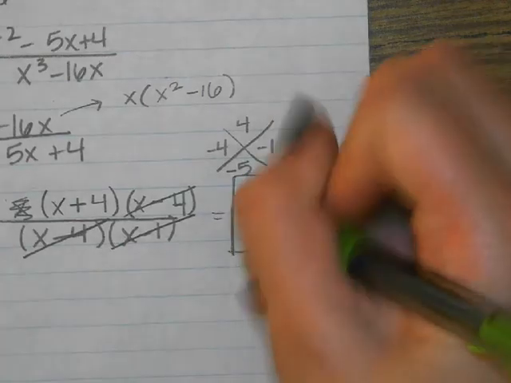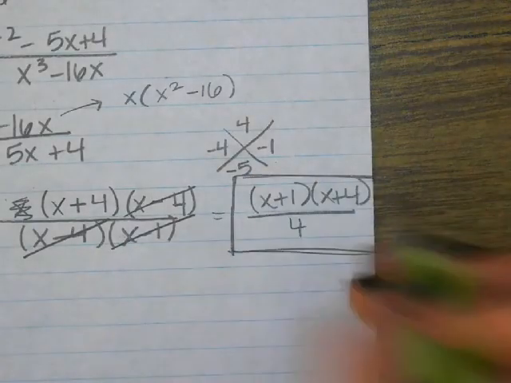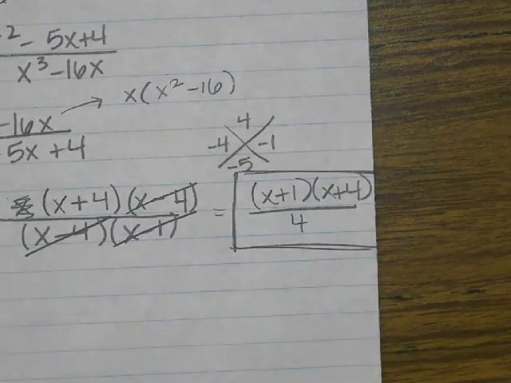That's it. We factored, we canceled, we're done. So that's the simplest form. That is the simplest form. Yep.